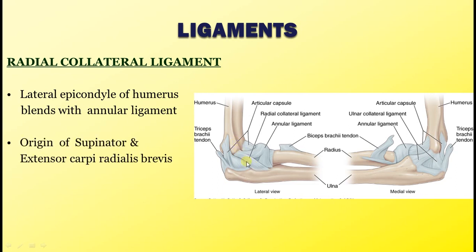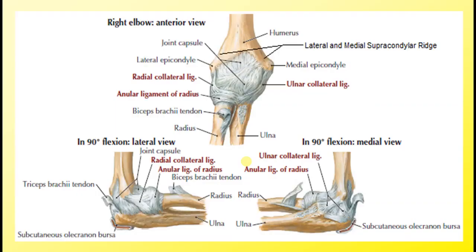Two muscles are very intimately related to this: the origin of the supinator, so the supinator muscle fibers, and the extensor carpi radialis brevis are very closely related to this radial collateral ligament. So mainly this joint has only two ligaments. One is the radial collateral ligament and the other one is the ulnar collateral ligament, apart from the capsule.